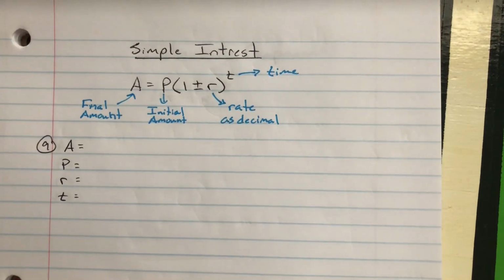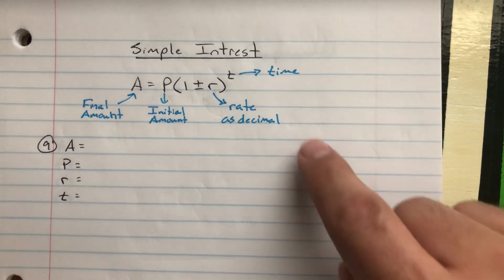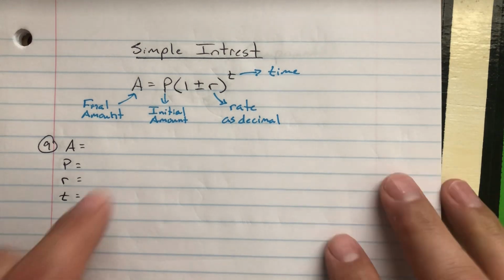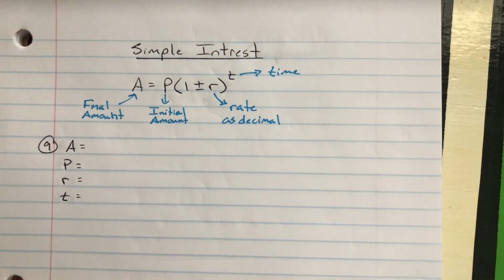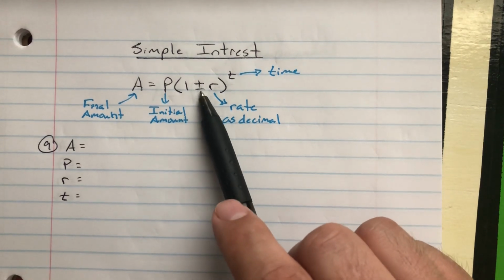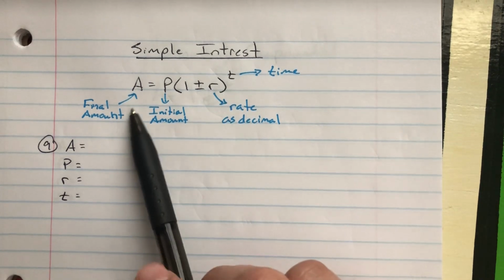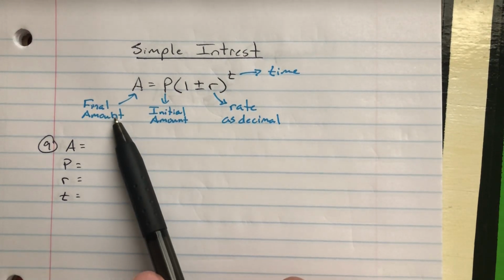All right, so compound interest, there's three different formulas that we're going to use. But if you understand this, this is really the same formula, these two. So we have simple interest. The simple interest formula is A equals P times the quantity of 1 plus or minus R, raised to the power of T. A represents the final amount.